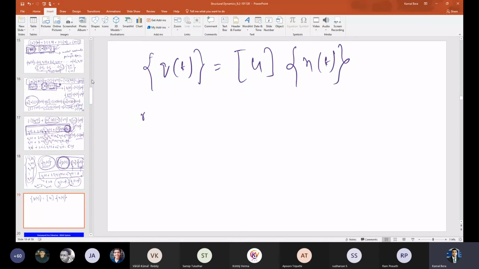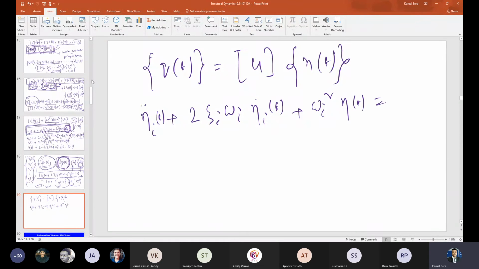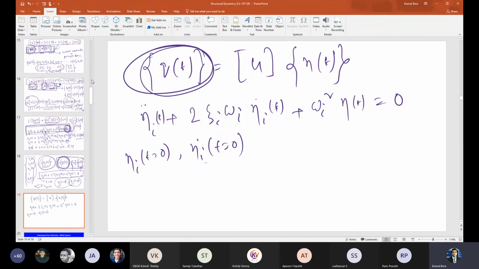So what I am trying to say is that q(t) is the transformation. While solving this equation, for any eta, I will call it eta i: eta i double dot plus 2 zeta i omega i eta i dot t plus omega i square eta i(t) equals 0, where i can be 1 to n. Let's say no force is there. So the initial conditions eta i at time t equal to 0 and eta i dot at t equal to 0 are required, otherwise you will not be able to solve it. You need two initial conditions, but your initial condition will be specified in the physical coordinate.